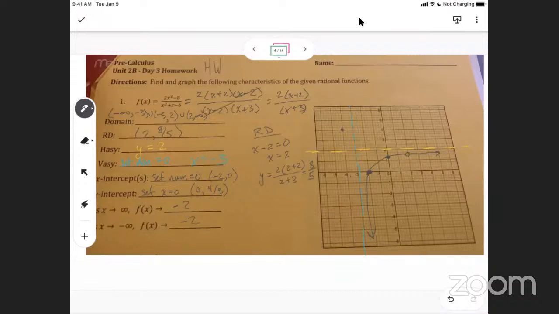So again, how can you check it? Plug in -5. -5 plus 2 is -3. -3 times 2 is -6. -6 divided by -2 is +3. So that just helps you kind of know roughly where your graph is going. So just plotting points, plugging in points.